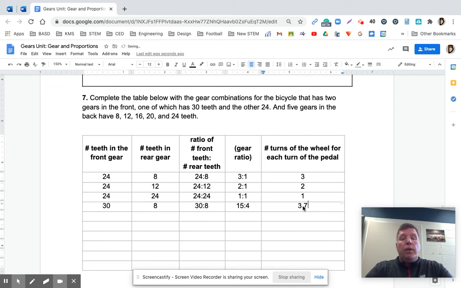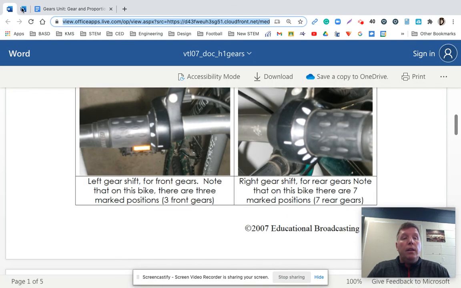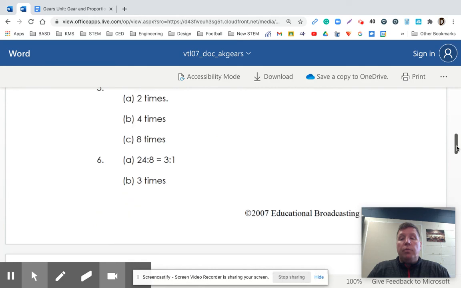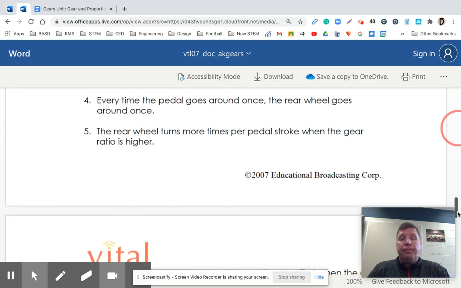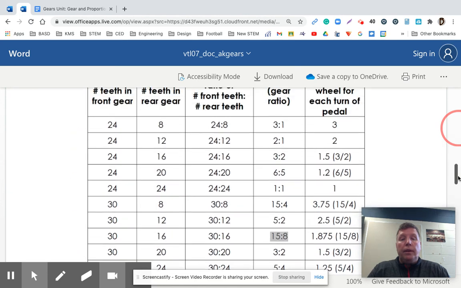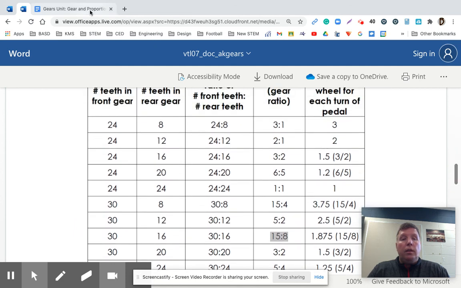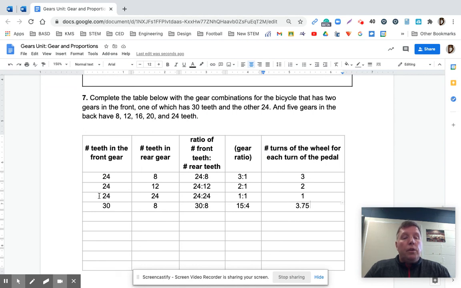3.75. That means every time I push down on this pedal, I'm going to get 3 and three-quarters rotations out of my back tire. So that means I'm going to be moving really fast. So your table is going to end up looking a little bit like this when you're finished. A couple of them we've done already. That's what it's going to end up looking like. So that's what they worked on the rest of the time. Most of them got finished.